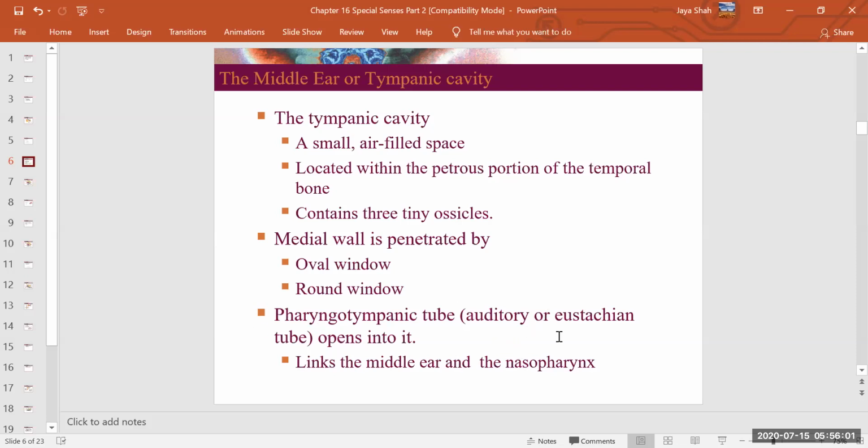The pharyngotympanic tube, also called the auditory tube or Eustachian tube, so three names, opens into this middle ear cavity and links the middle ear to the nasopharynx. That's why, when you have a sore throat or pharyngitis, the inflammation easily spreads to your middle ear cavity through this tube. Then the tube is swollen, mucus is plugging it, and your middle ear cavity feels full. Sometimes you get a nasal voice and pain in the middle ear, and when you blow your nose, you can open this pharyngotympanic tube blockage.